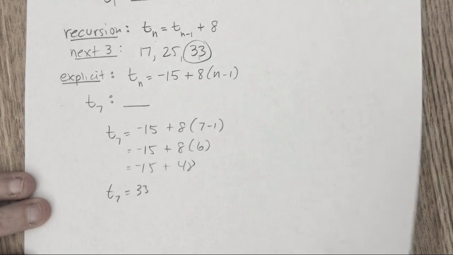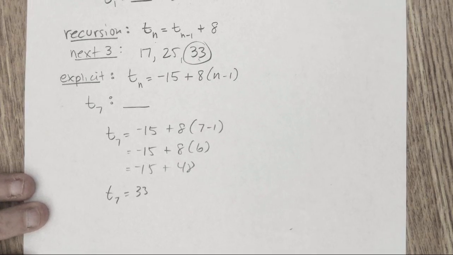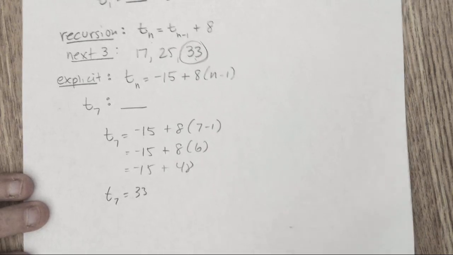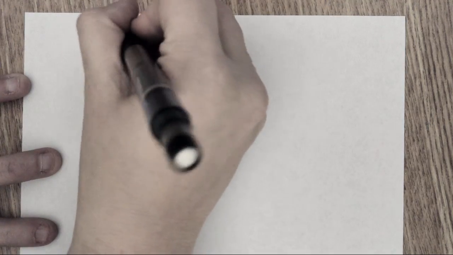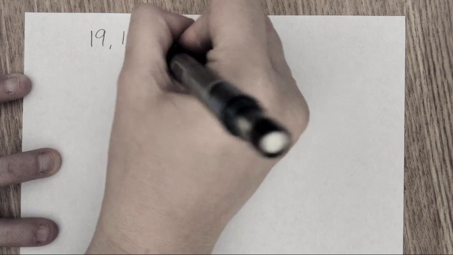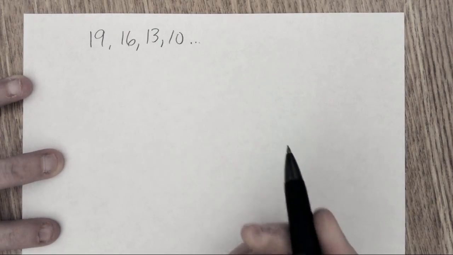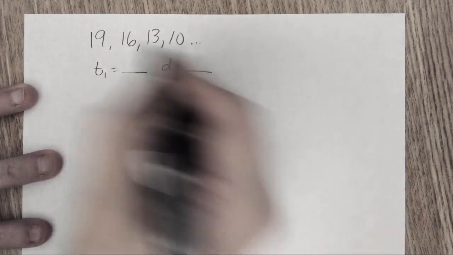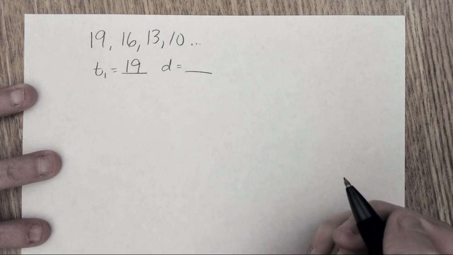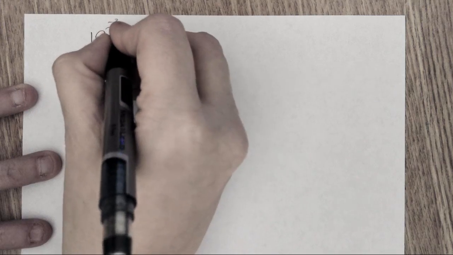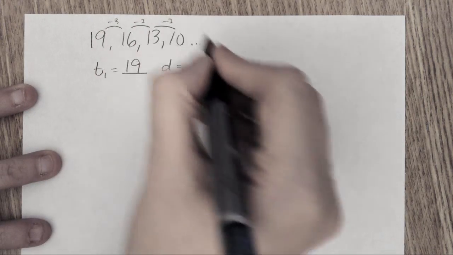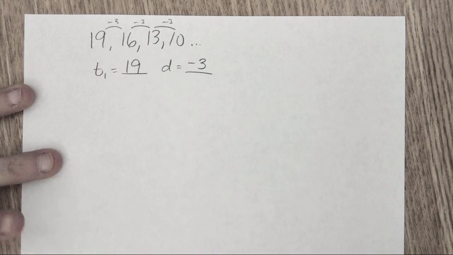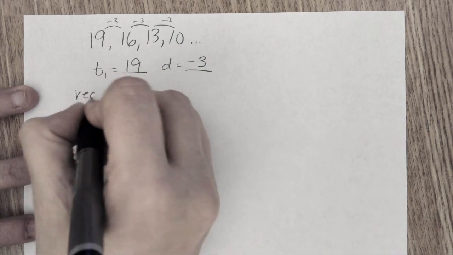I feel like I should do one more where we get smaller, but I don't have one ready right now. Actually, I'll do the one that we did in class. I'll do the one that was the last example in our notes. 19, 16, 13, 10. Now this one is getting smaller. Okay, so again, I find T1 and I find D. Well, term 1 is really obvious. It's 19. My common difference is minus 3.